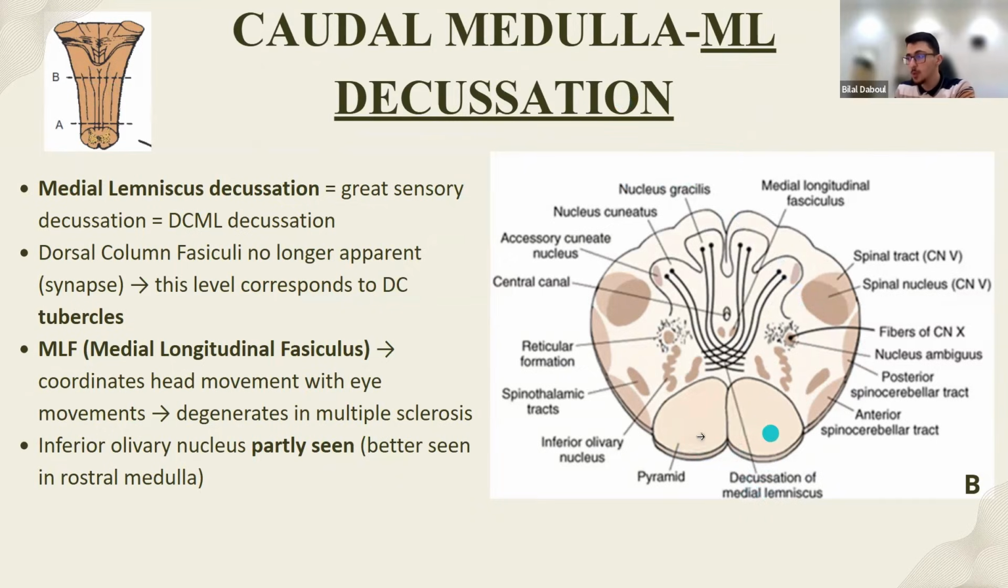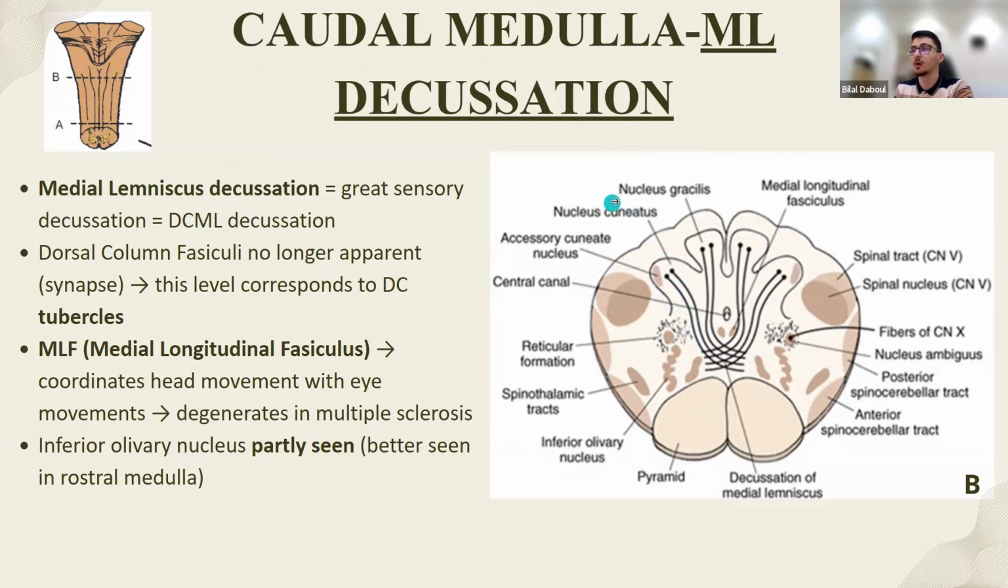If you see ventrally, we start to see the pyramids, which again contain fibers of the corticospinal tract that did not decussate yet. So this is above the decussation point, which was A; now we are at B. So this is the site of the decussation of the DCML pathway.